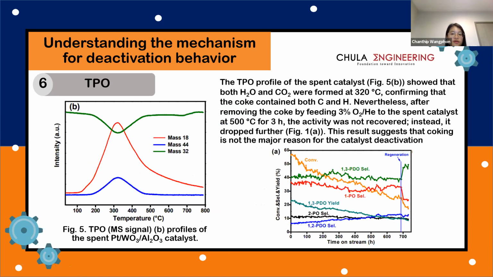And this slide shows the TPO profiles of the spent catalyst, and we found that water and carbon dioxide were formed at 320 degrees Celsius, which confirms that the coke contains both carbon and hydrogen. And after we removed the coke by 3% oxygen in helium, we found that the activity was not recovered. So the results suggest that coking is not the major reason for the catalyst deactivation.